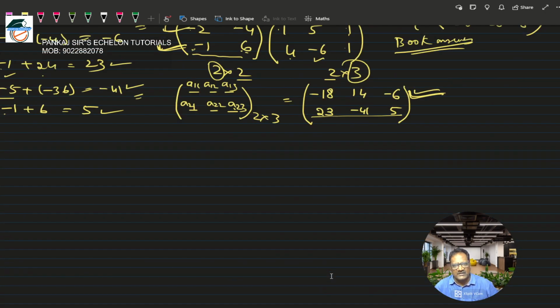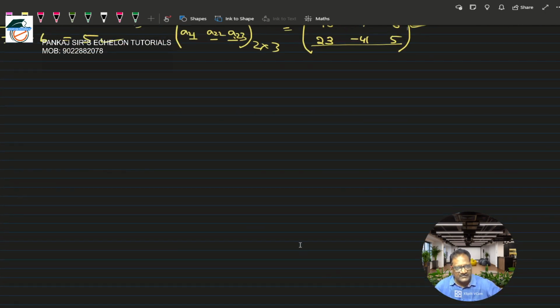Let us move on to the 30th one. Question number 30. Let us check. It is A square. Good one. A square means you have to multiply matrix A again by matrix A. So what I have to do is I have to take the matrix A two times.